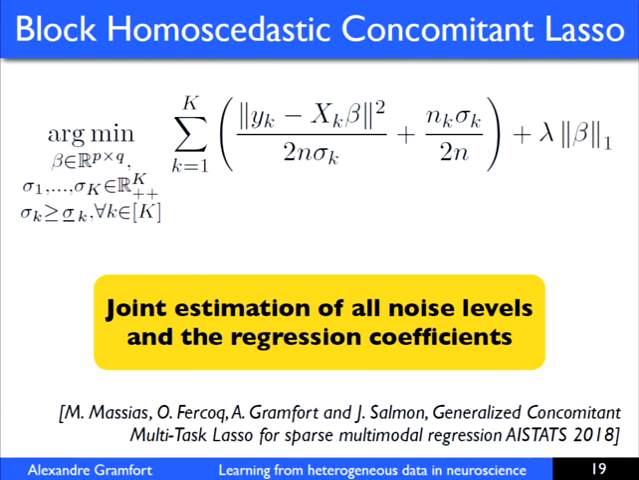So now imagine that you pool data from different sources. I will give you an example just after of what it can be. You can estimate all your noise levels for different tasks or domains, and then find your estimator beta. So it's a joint estimation of the regression and the noise for every source of data.